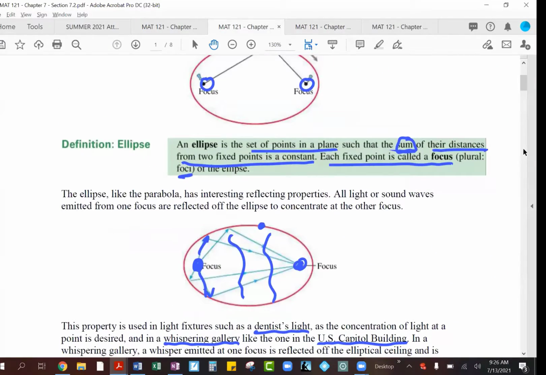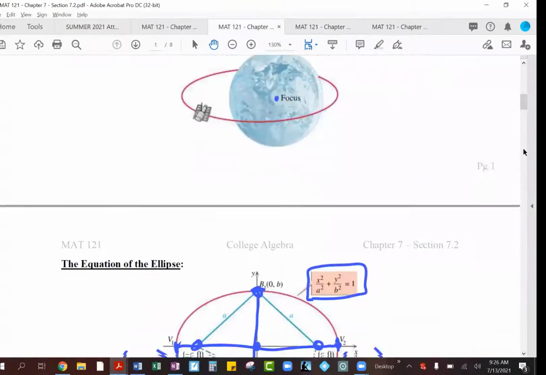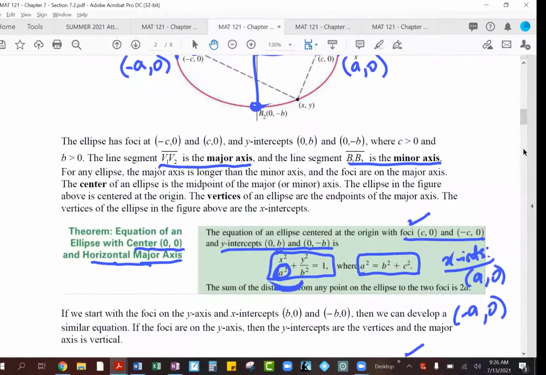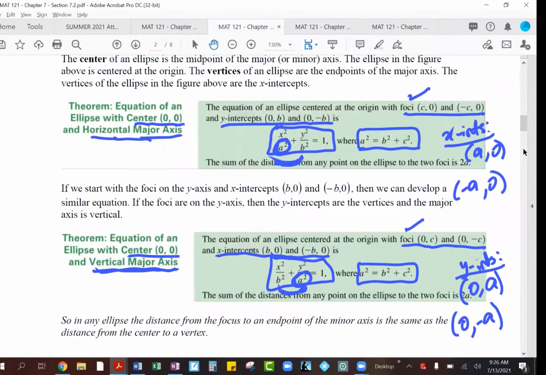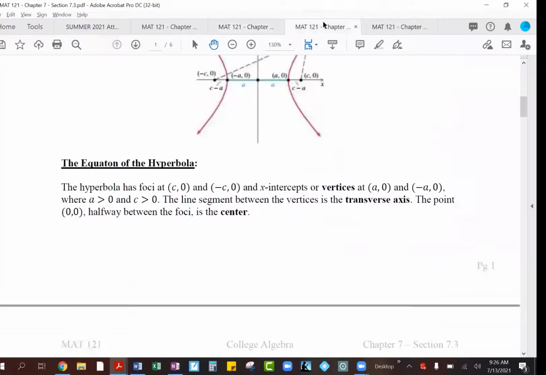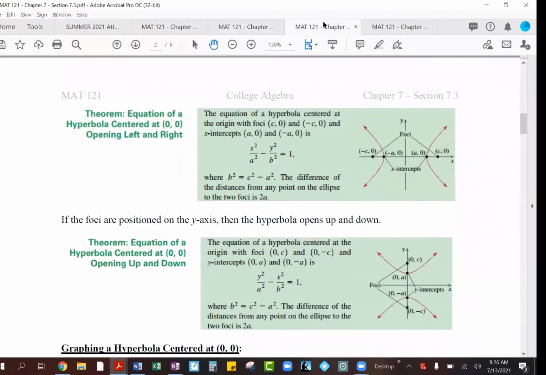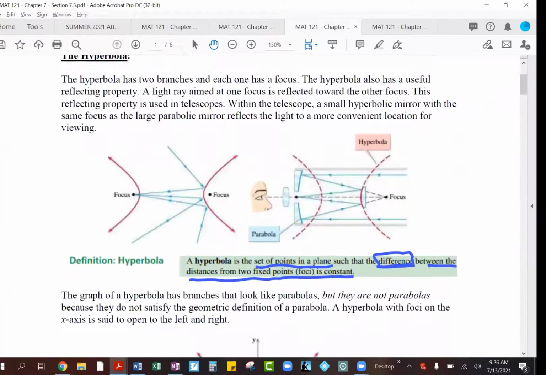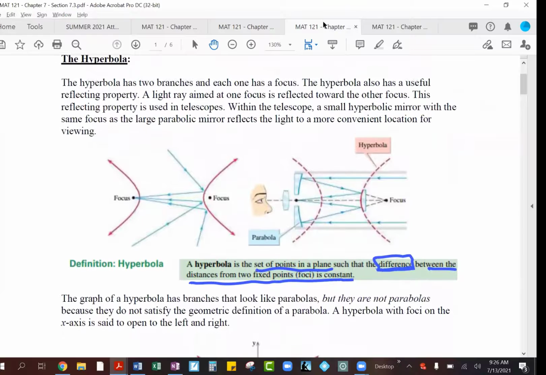So that's actually how you can tell the difference if you are looking at an ellipse or a hyperbola, because their equations look kind of similar, but ellipses have a plus sign in the middle and your hyperbolas will have a minus sign in them. So let's talk about the reflection property before we get into the equations.